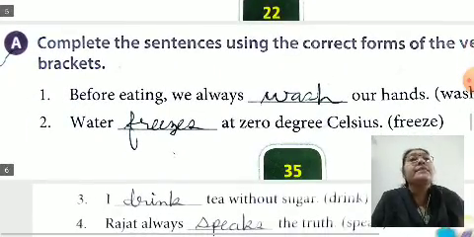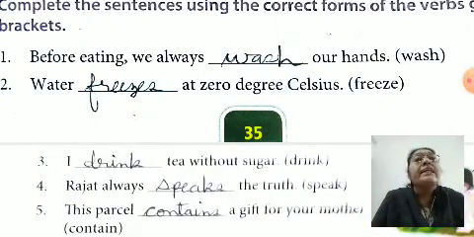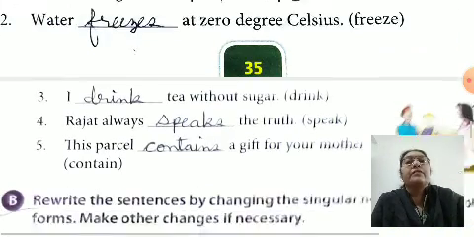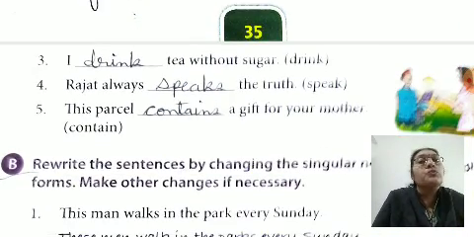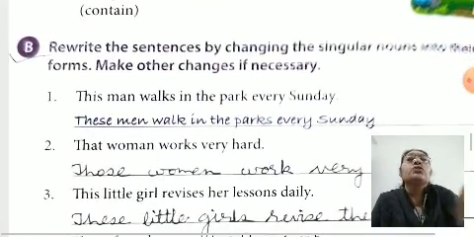Next, complete these sentences using the correct forms of the verb given in brackets. Before eating, we always wash our hands. Here, we, so we use the root form of the verb, wash. Water freezes at 0 degrees Celsius. I drink tea without sugar. Rajat always speaks. Here Rajat is a third person singular name, so we use the verb with s, es or ies. Rajat speaks. This parcel contains. Okay, next question.